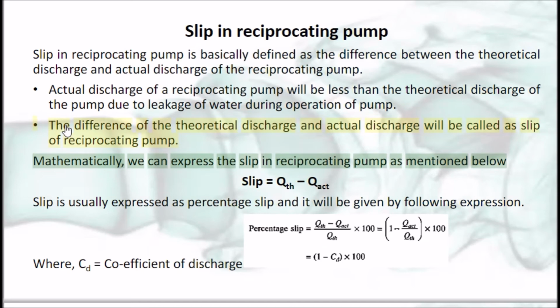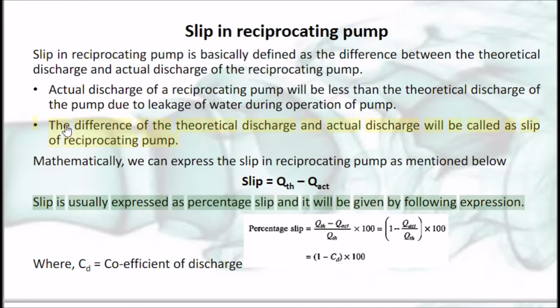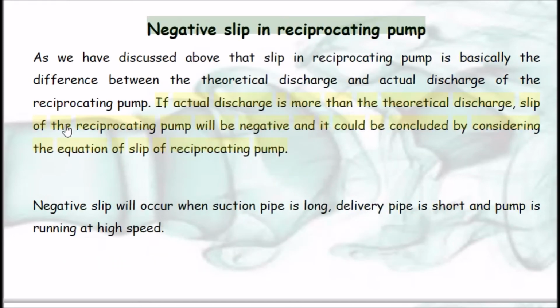Mathematically, we can express the slip in a reciprocating pump as mentioned below. Slip equals Q_th minus Q_act. Slip is usually expressed as percentage slip, and it will be given by the following expression, where C_d equals coefficient of discharge.